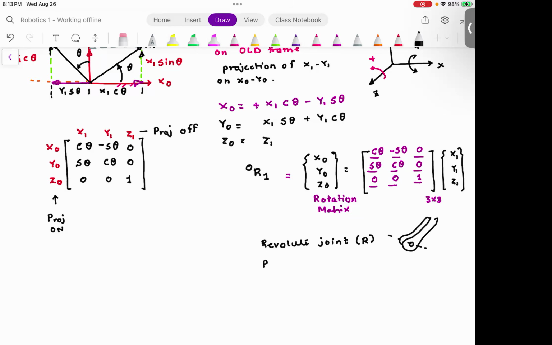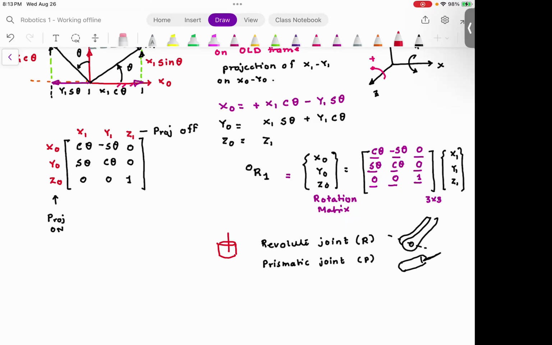And the prismatic joint is given as P, and that is like a cylinder. So if you think about it, it's like a piston cylinder assembly. So revolute joint, if you want to show it the simplified way, is denoted as a cylinder, and then you have the axis of revolution.